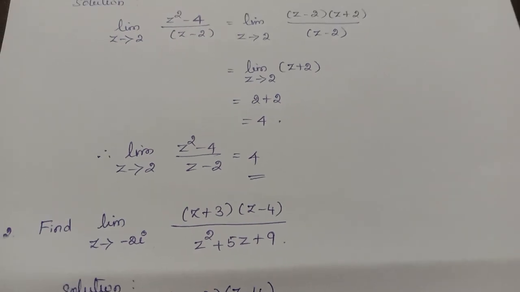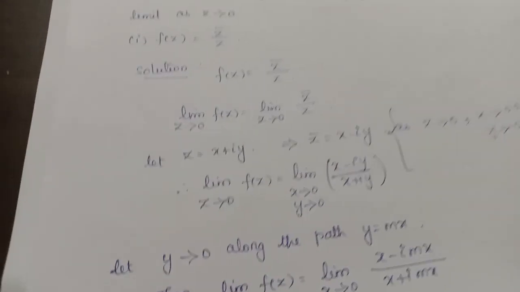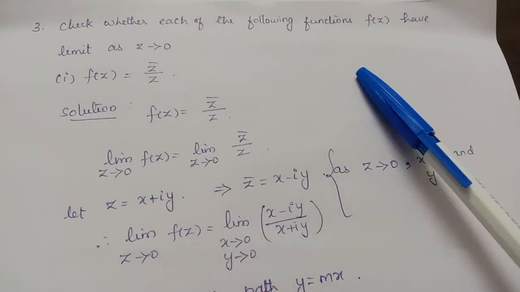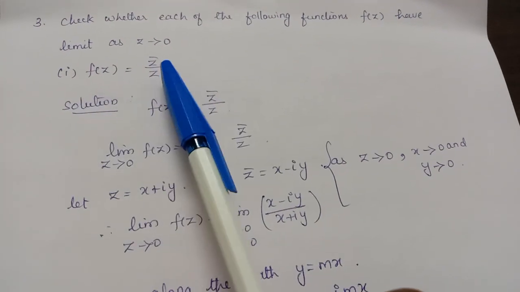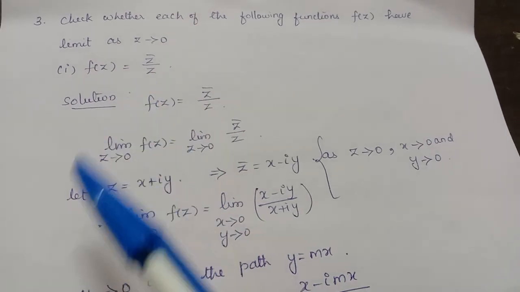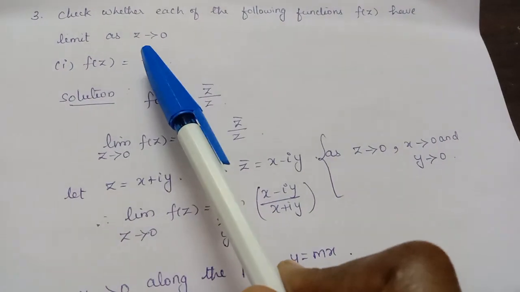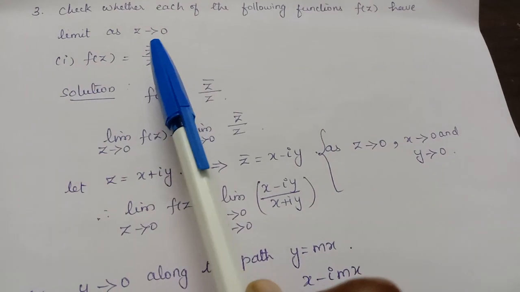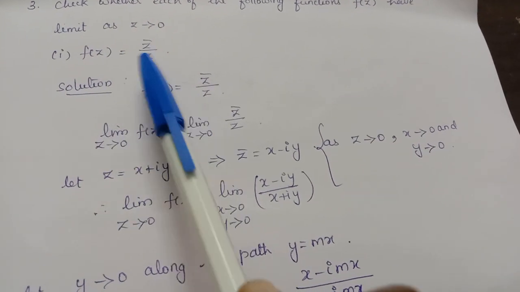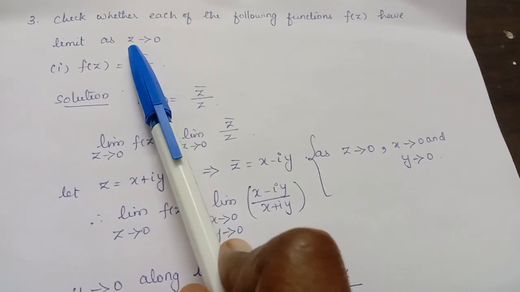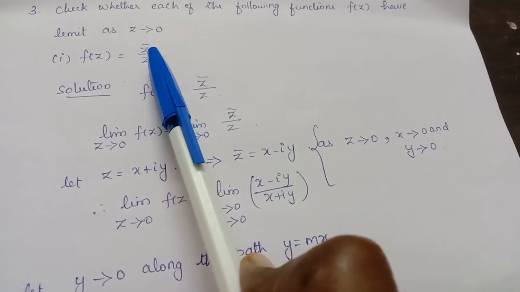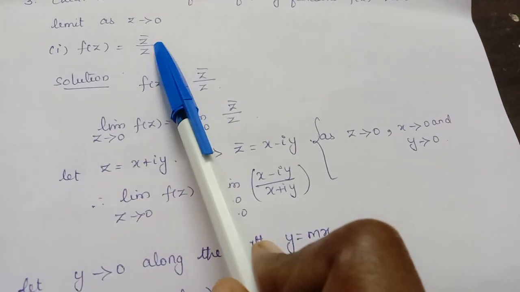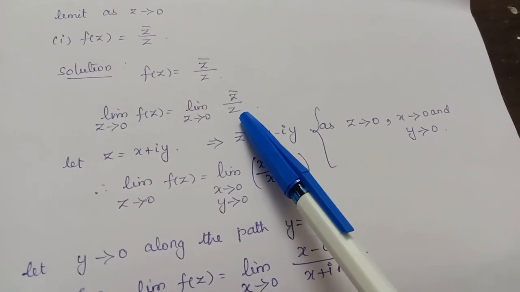Okay, then next problem. Check whether each of the following functions f of z have a limit as z tends to 0. So for the remaining problems, we are going to find whether the limit exists as z tends to 0. The first problem is f of z equal to z bar by z. Now what is given? z tends to 0, no? So what is z? z is 0 and z bar is also 0. So if you substitute it directly here, you will get 0 by 0 indeterminate form.